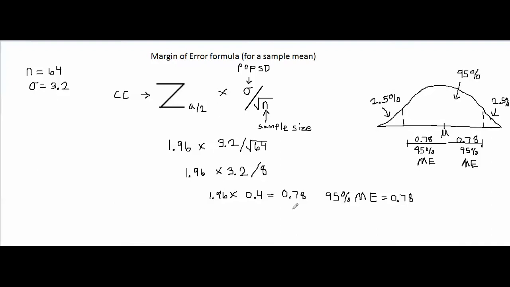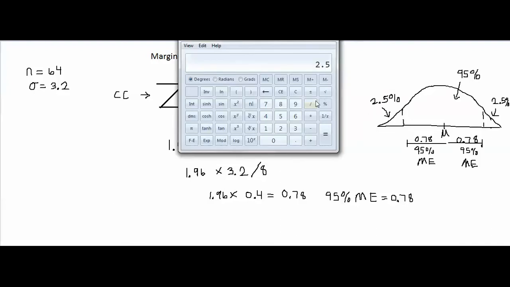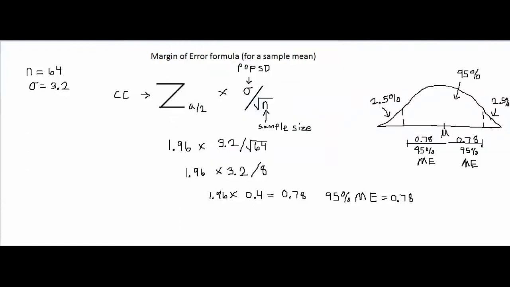So let's do that. Let's start with 2.5. 2.5 divided by 100 is 0.025, which means when I actually select my sample of 64 people and collect data from them, I have a 0.025 probability of getting a sample from the lower tail down here. In other words, I have a 0.025 probability of getting a sample mean that's more than 0.78 below the population mean, way out here.